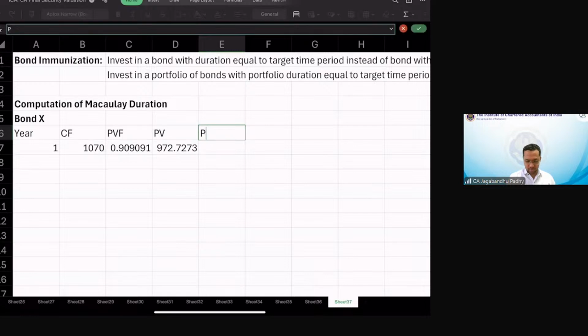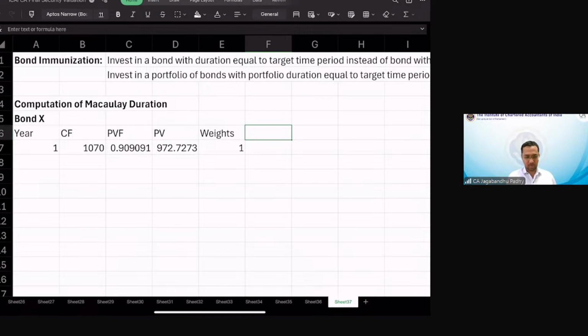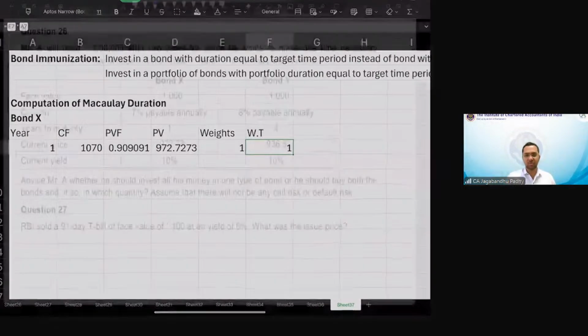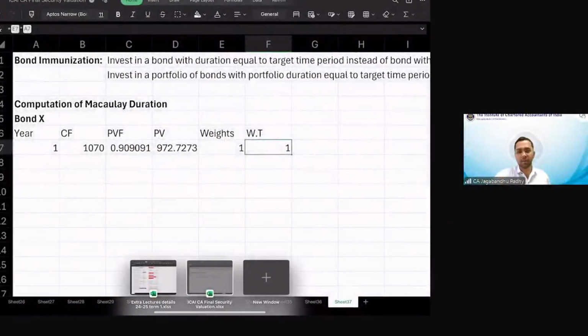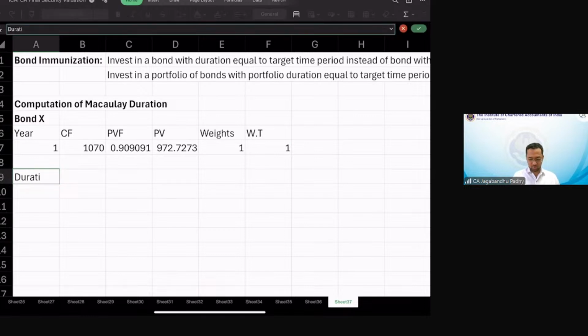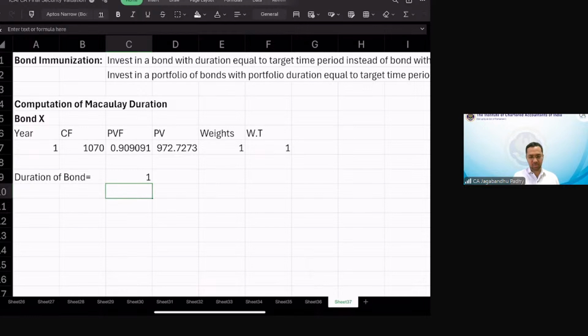And then what we do is simply calculate the weights. Weights is just 1. And then we do weights into time period. So the Macaulay duration of the bond is essentially just remaining the same, which is 1 year, right? So the duration of the bond over here is just 1.